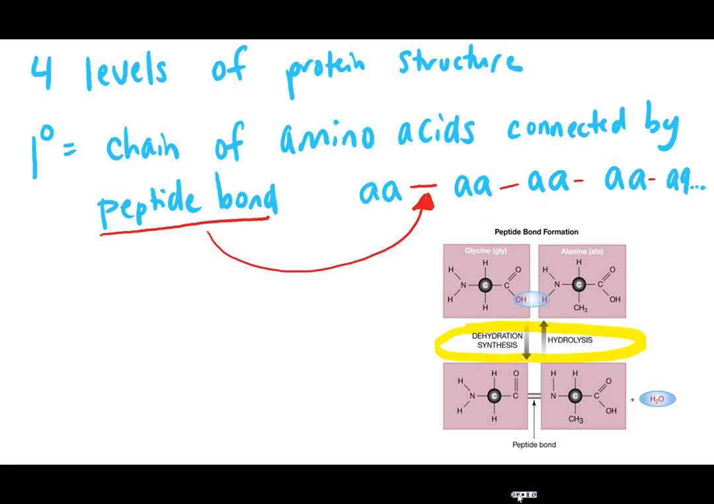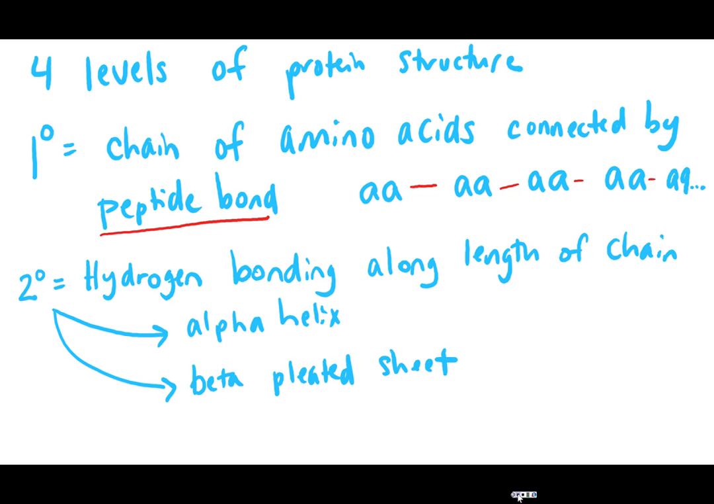And then our secondary structure of a protein is described as hydrogen bonding along the length of the chain. This can result in either an alpha helix, which would be a spring, so coiled up like this. So we can have our protein chain coil into an alpha helix, where you get hydrogen bonding between components of those amino acids.